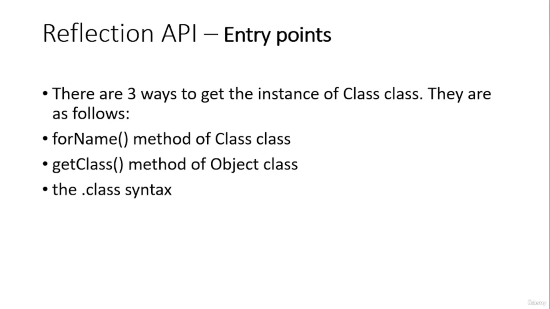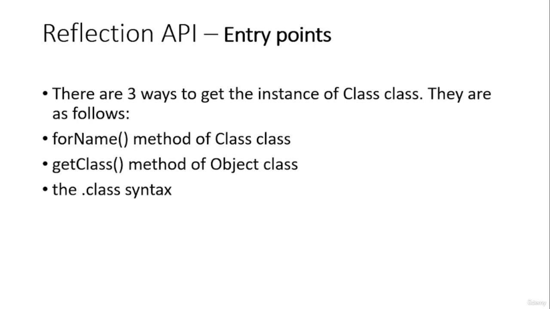So the getClass method of the Object class, which we discussed in the Object class session, will be discussed in the reflection API lesson. So getClass will return you a class object. By using the class object, you will be able to access all other members in the class. The next method is using the .class method.